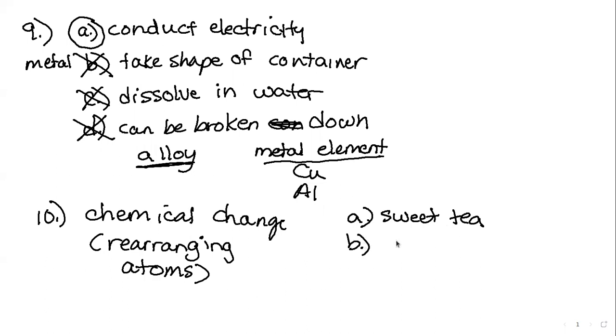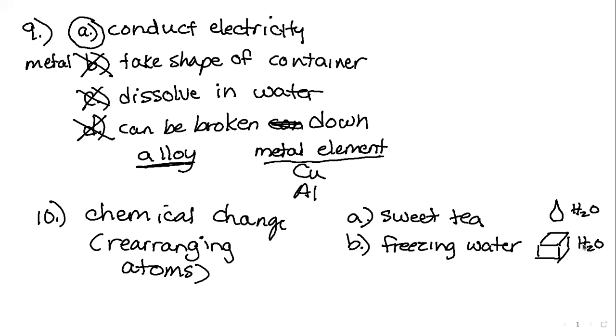Okay, B is freezing water. You've got big drops of water going into an ice cube. This is H2O. This is H2O. They're just attached to each other differently. So they're both the same. So freezing water would also be a physical change. C, shredding paper.